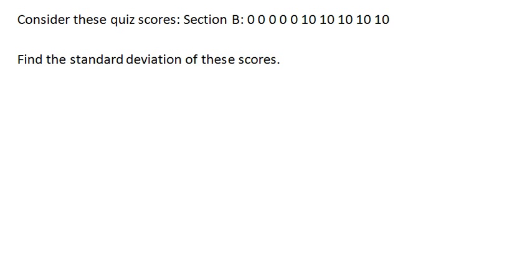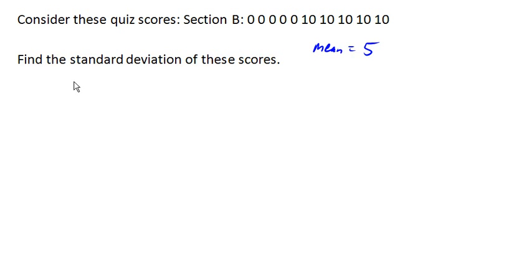So next, we're going to look at a different measure of spread called the standard deviation. And so we're going to be measuring deviation or difference from the mean. And so the first thing we're going to need here is the mean of these scores. And the mean of these scores turns out to be 5.